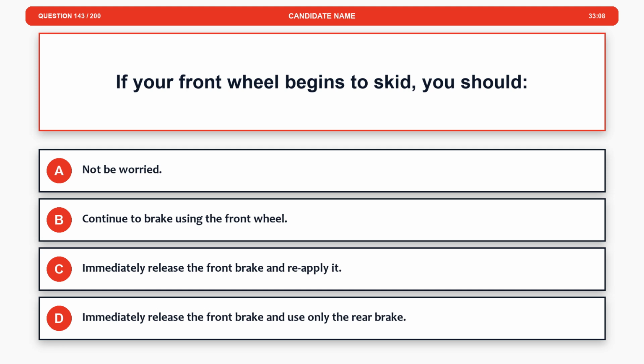Question 143. If your front wheel begins to skid, you should: Option A, not be worried. Option B, continue to brake using the front wheel. Option C, immediately release the front brake and reapply it. Option D, immediately release the front brake and use only the rear brake.